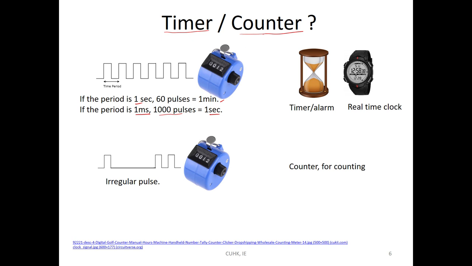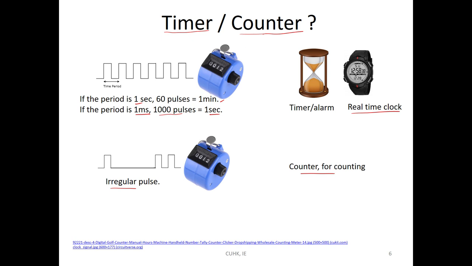Then actually you load the time, same as the hourglass, or same as the clock, the watch, you load what time it is. If you want to load what time it is, then you should use the real time clock, another special timer. If you count irregular pulses, then you can know the number of pulses. It's very simple.